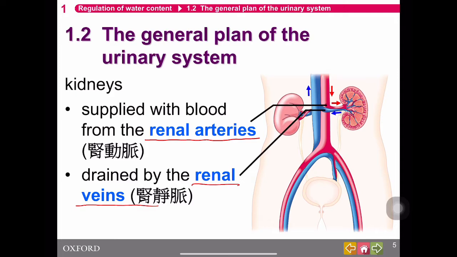You can think about a problem. Which blood vessel, the renal artery or the vein, carries cleaner blood? You may think about it in terms of the kidney function.